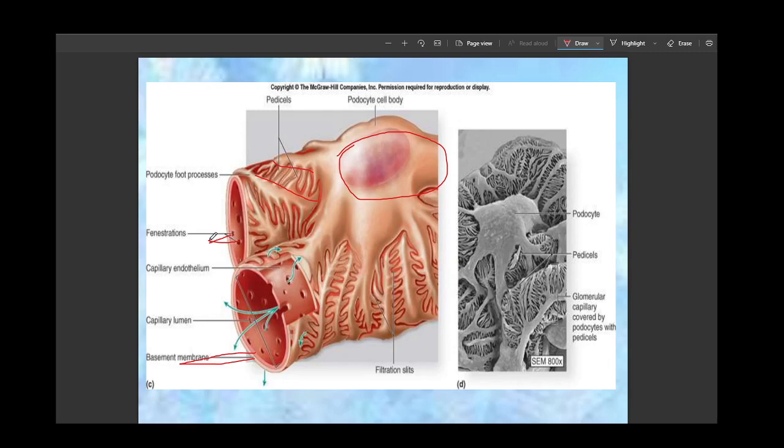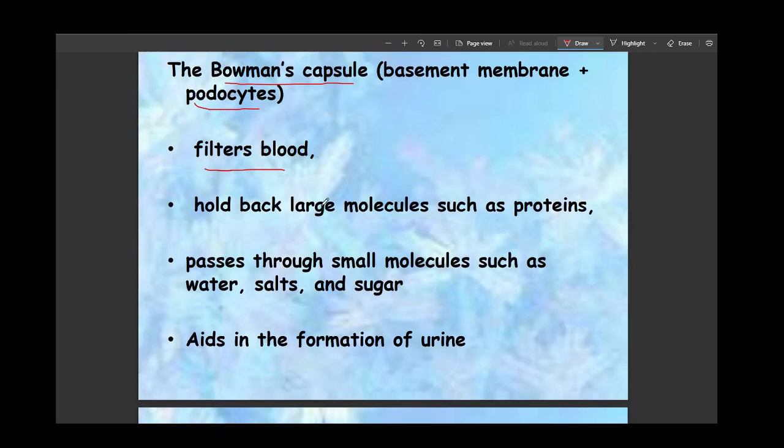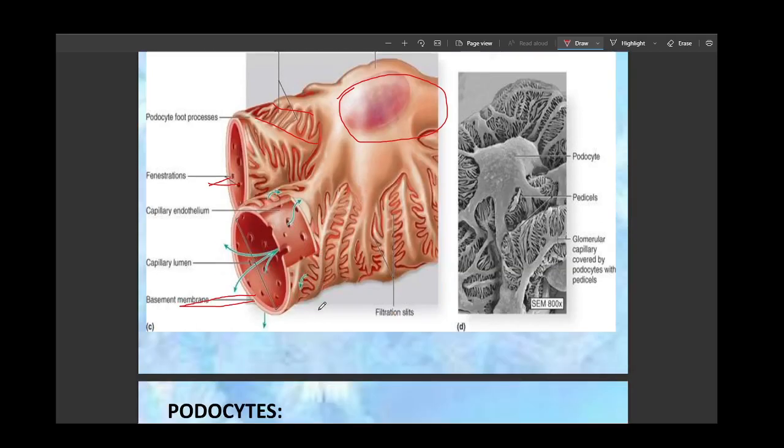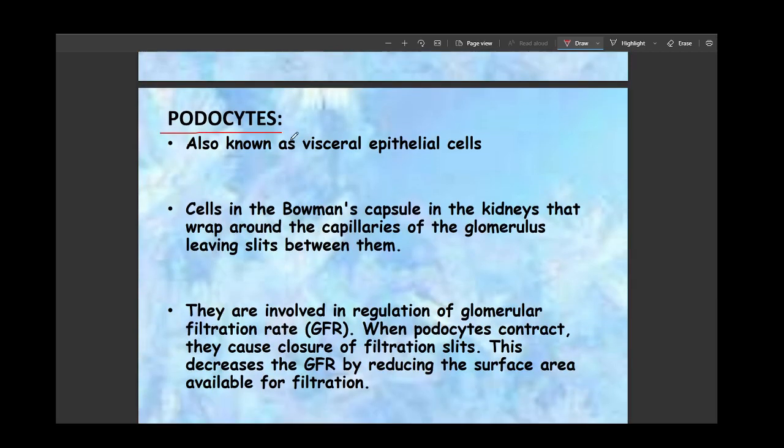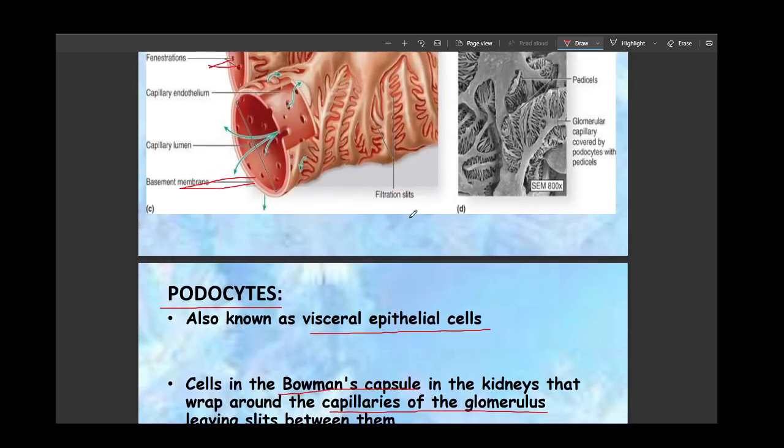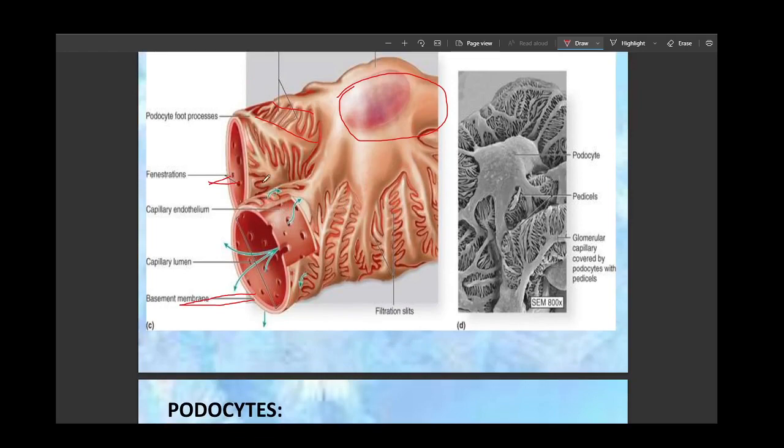What the Bowman's capsule does is filter the blood. It holds back large molecules such as proteins and red blood cells, and passes small molecules such as water, salts and sugar, and it aids in the formation of urine. Podocytes are known as visceral epithelial cells in the Bowman's capsule of the kidney. They wrap around the capillaries of the glomerulus, leaving slits between them. These are the little slits between them.